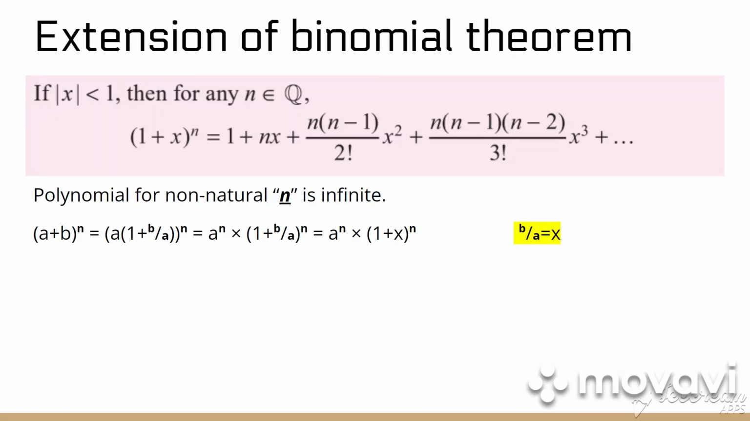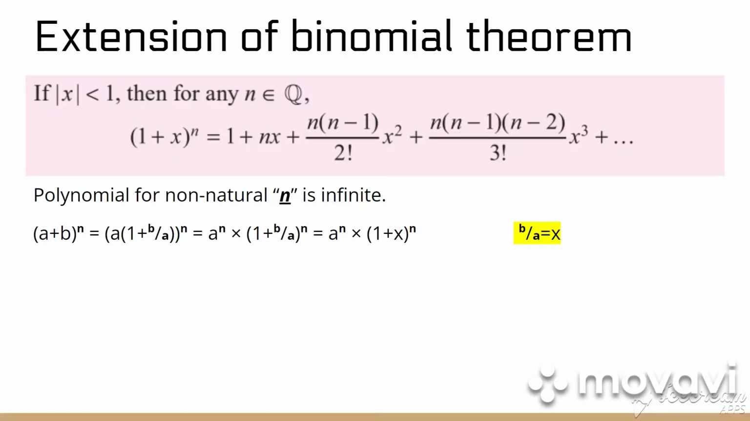But this polynomial for non-natural n is infinite, as you can see in the formula, and even if you think about it, it should be infinity because there's no limit to what numbers it can be. But if instead of 1 plus x we have two different numbers and both of them are not 1, we can simply make it so it would be 1 plus x to the power of n.